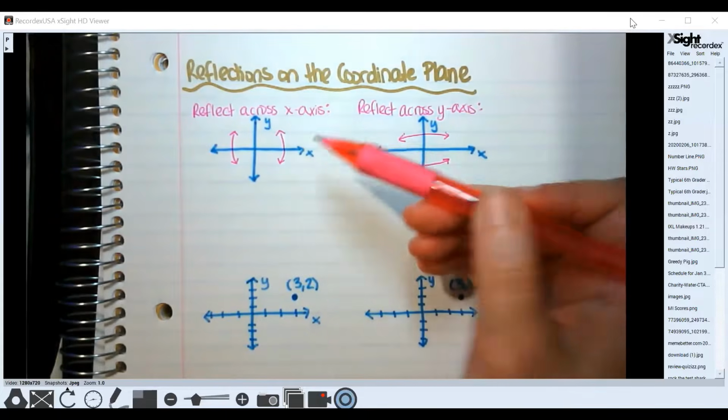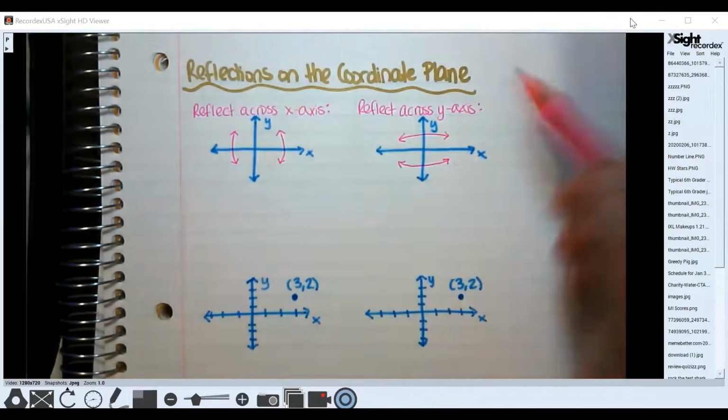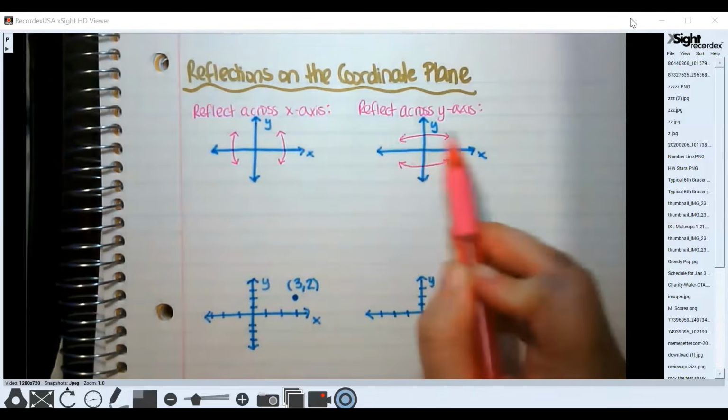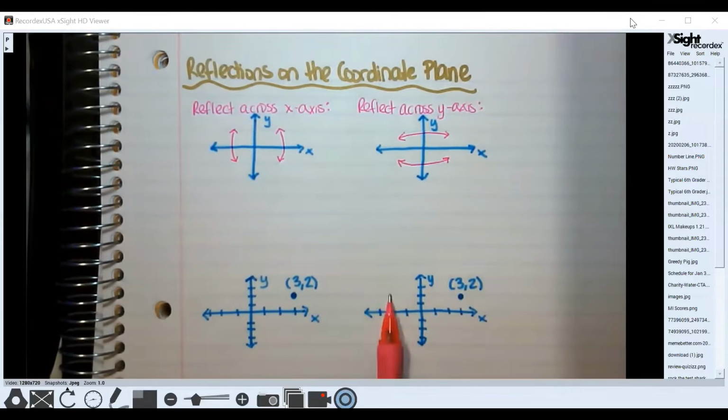So if you're reflecting across the x-axis, you're actually moving up or down to cross over the x. If you're reflecting across y, you would be moving across. So let's look at these two examples here.